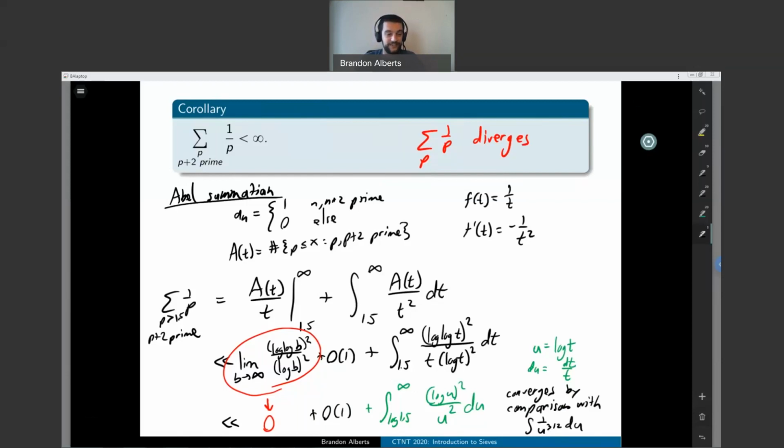And so what does that tell us? Well, this is a constant. This is a convergent integral. It must also be a constant. The sum over all twin primes is a constant. We did it. This is a pretty famous result credited to Brun, but Brun used his sieving techniques to prove much more powerful results than this.